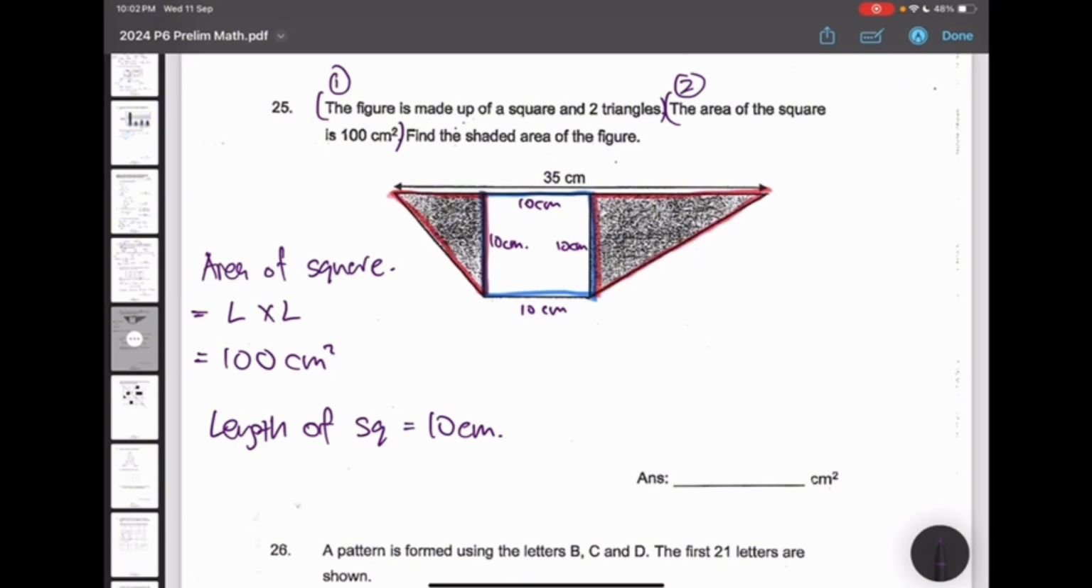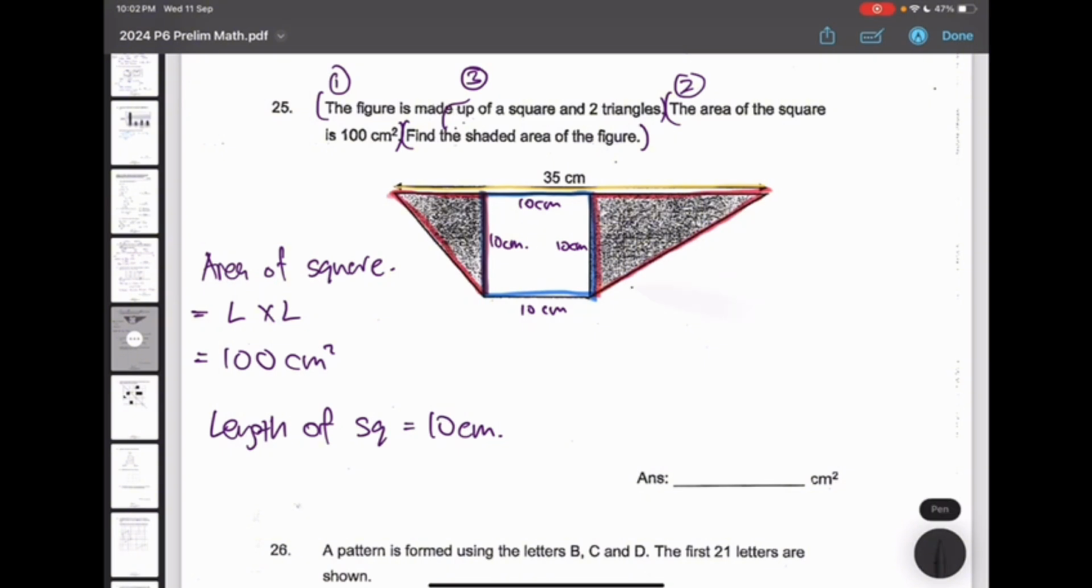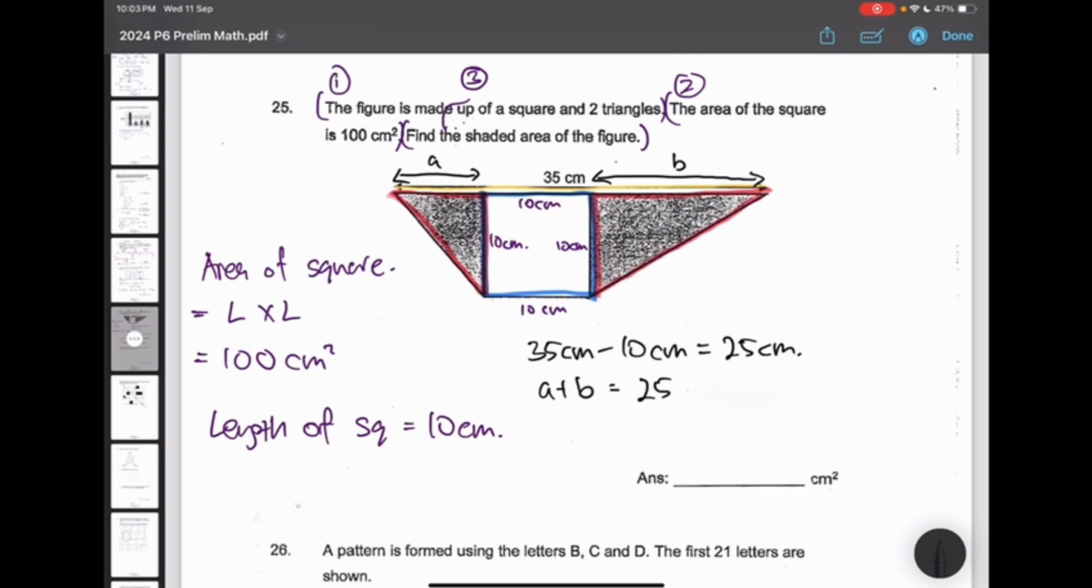Moving on to the question itself, it says find the shaded area of the figure. Looking at the image given, I can see that the length of the whole figure is 35 cm. What I want to do is find the total base of both my triangles. So I'm going to take 35 cm minus 10 cm, and that will give me 25 cm. I know that this length over here plus this length over here, which I'm going to call A and B, A plus B equals 25 cm.